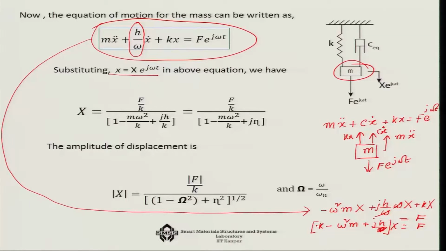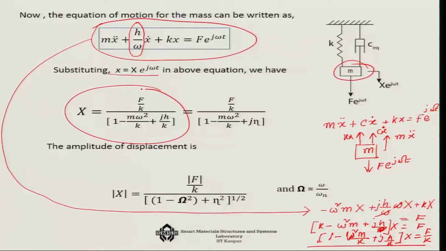And then if I divide by k all along, this would become 1 minus omega square m by k plus j H by k, and that times x will be f over k. Just a simple algebraic extension will give you this particular expression, where x is f by k over 1 minus m omega square by k plus j H by k. And I can now also write this H by k as the material loss factor eta, so j eta.